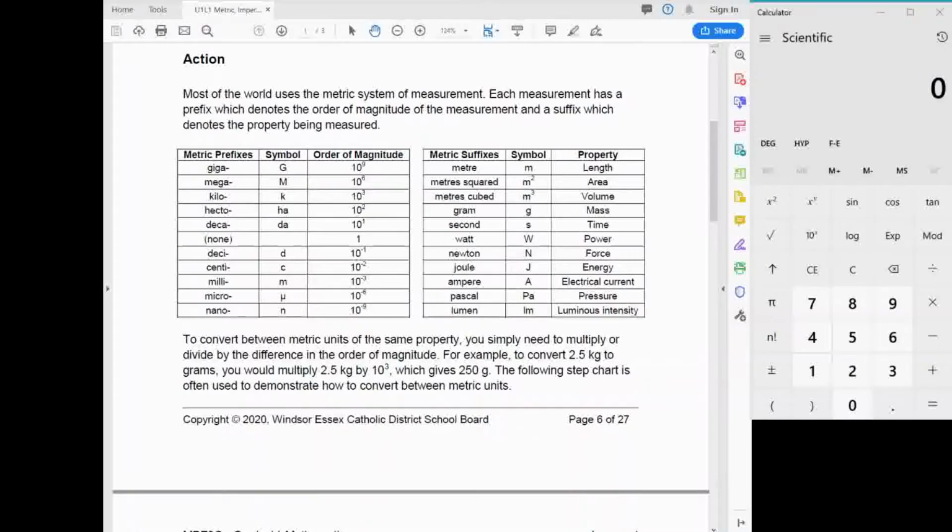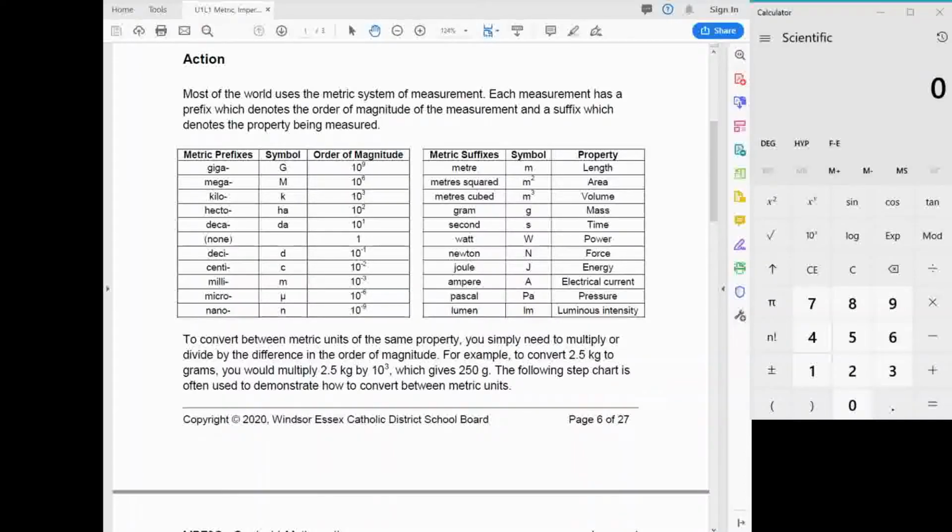Then we have hecto and deca. These ones you won't see very often, but a hecto is 10 to the power of 2, or 100 times bigger, and a deca is 10 times bigger. Then on the smaller side, we have a deci, which is 1/10 of the base unit. Centi is 1/100th of the base unit. Milli is 1/1,000th of the base unit.